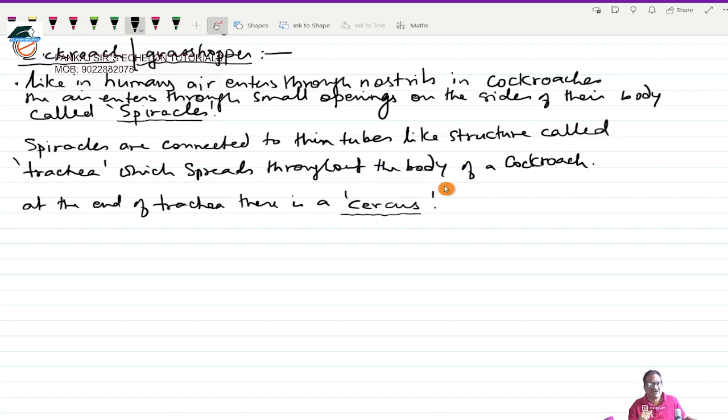Okay, so like in human, now you can see the respiration in humans we have seen in detail. Now how the respiration takes place in cockroaches and grasshopper, these are insects. Like in human, air enters through nostrils. In cockroaches and other grasshoppers and all these insects, the air is entering through a small opening on the sides of their body, and these small openings are known as spiracles.